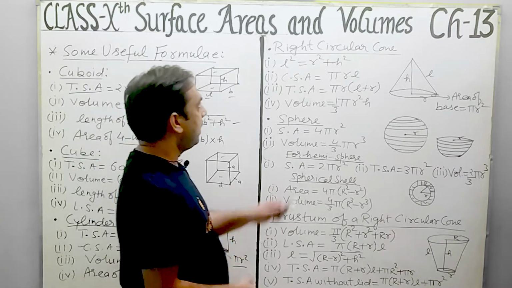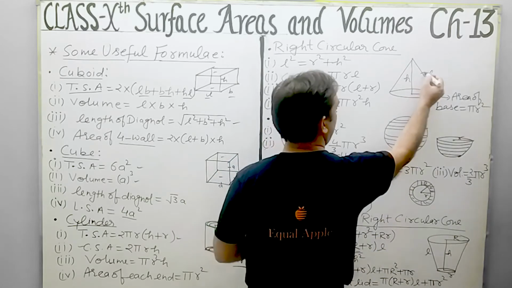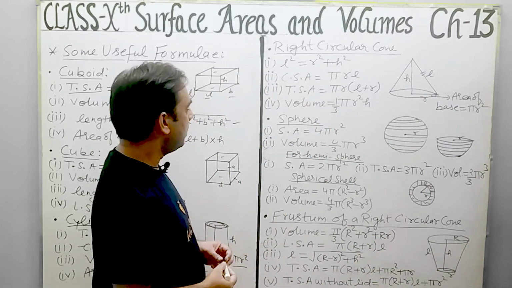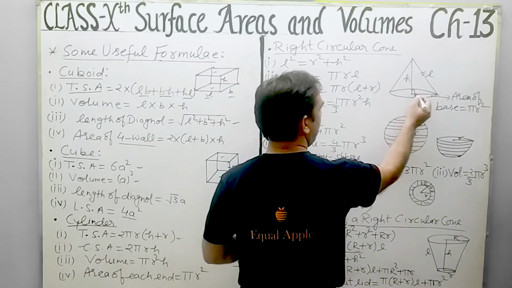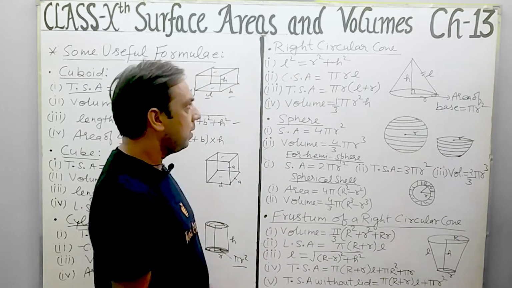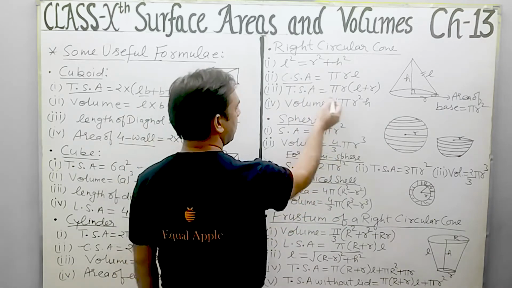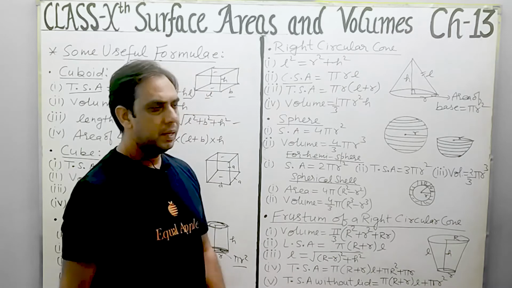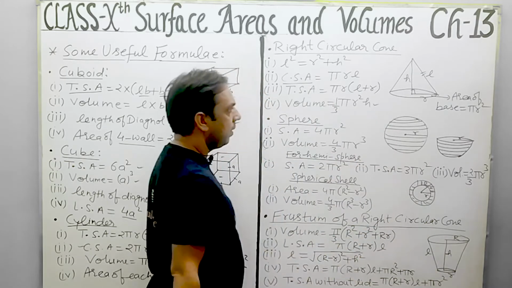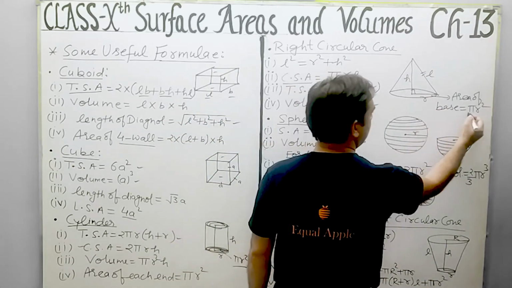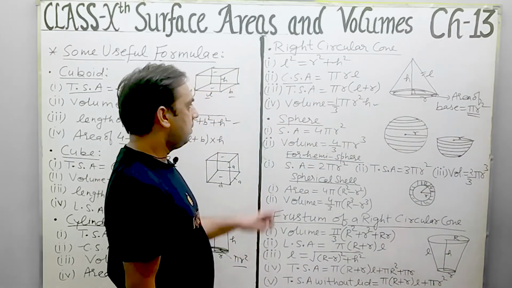Now we will come to the right circular cone. It has height, radius, and this is called slant height. So in this, first we should know the formula of slant height. By the Pythagoras theorem, you can find it: L square equals R square plus H square. And the curved surface area, the outer area of the cone, is pi R L, and the total surface area is pi R (L plus R), in which the base is also included. The volume is 1 by 3 pi R square H, and the area of the base of the cone is a circle, so it is pi R square.